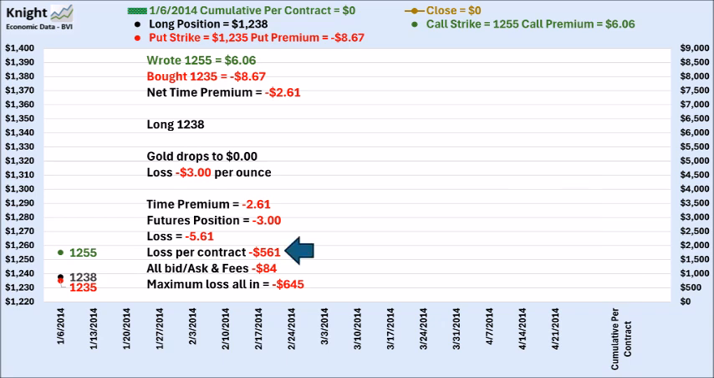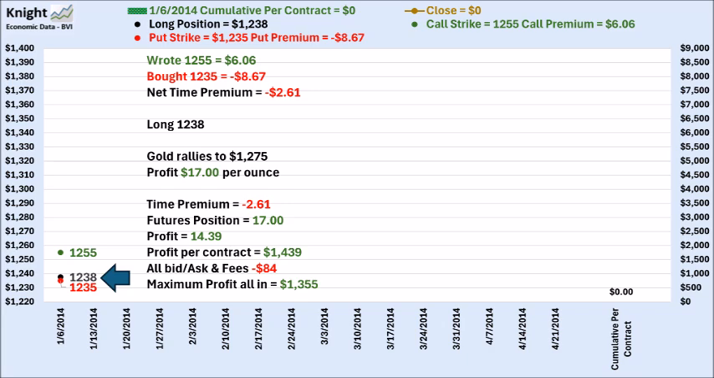Total loss on the trade, $561. Total costs, all in, $84. Making the maximum possible loss on this position, including all costs, $645. And this would be on an immediate move in gold to zero. I hope you can appreciate, especially given the current fiscal uncertainty, why trading with collars to objectively control risk makes sense.